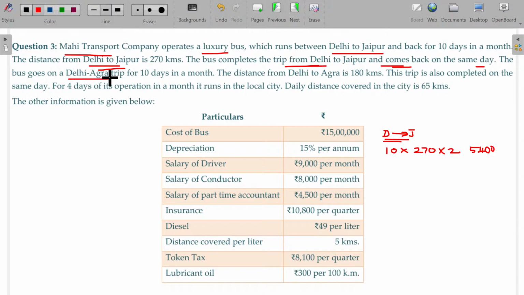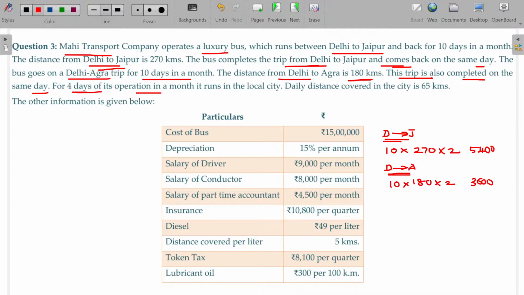The bus goes on a Delhi Agra trip, 10 days in a month. The distance from Delhi to Agra being 180 kilometers. This trip is also completed on the same day. So on the same day, go and get back, 2 times. Then the value being 3,600.